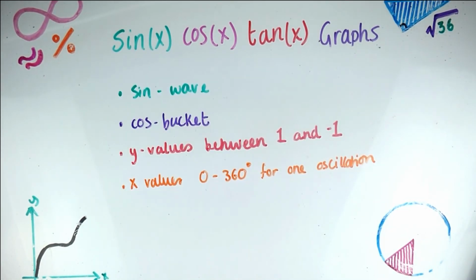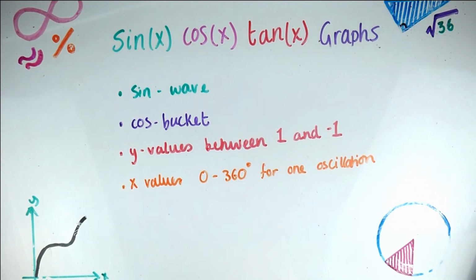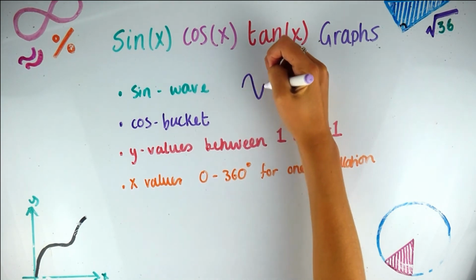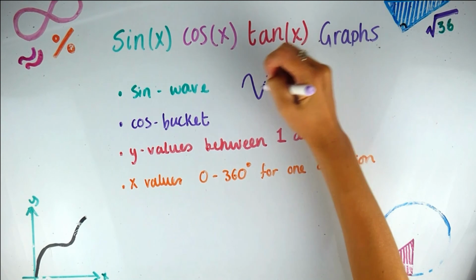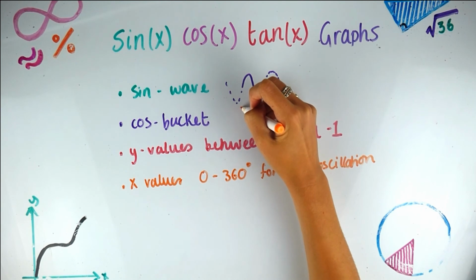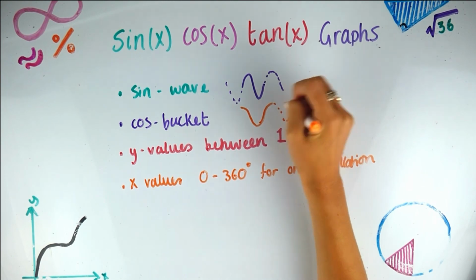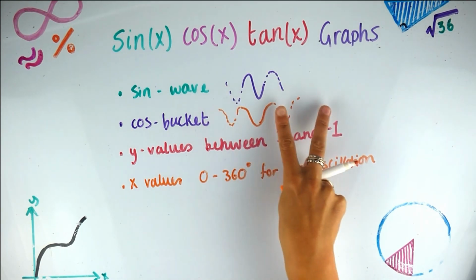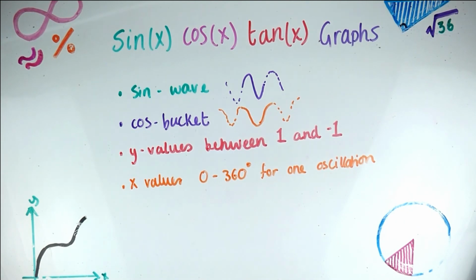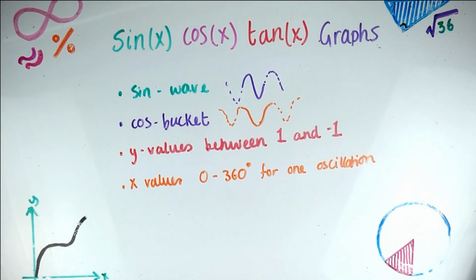Okay, so I've just written out the points that I think are really important to remember, and that is that the sine is a sine wave, so it starts at 0 and it goes like this, and that's one oscillation, but then it continues forever and ever either way. We have cos bucket, so it's a bucket, so it starts on the y line at 1 and it does a bucket in one oscillation, and again continues forever and ever. Remember, these two are the same, just shifted 90 degrees. The y values, so along the y-axis, they oscillate between 1 and -1, that's really important. And the x values for one oscillation is 0 to 360, but again, it can continue forever and ever.